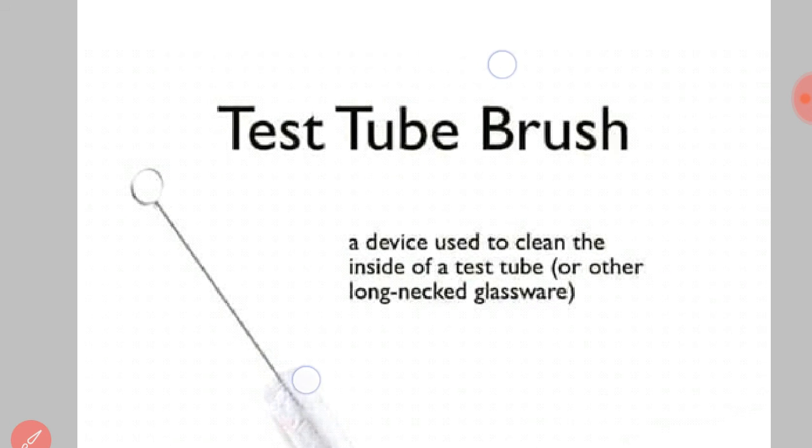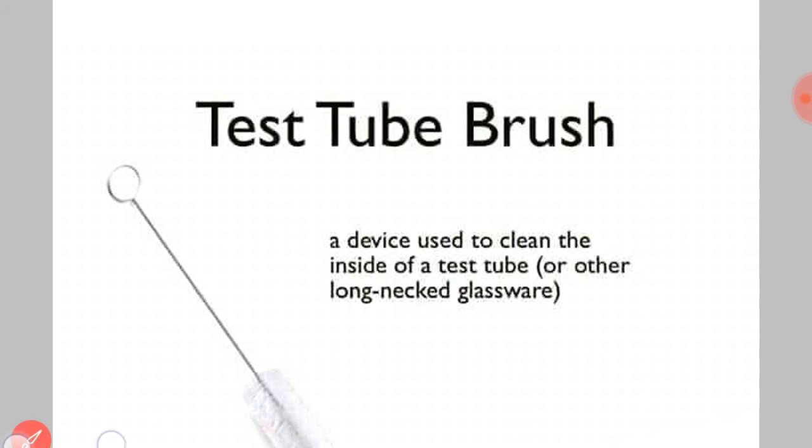Going to the next, the test tube brush. The next apparatus is the test tube brush. It is a device used to clean the inside of a test tube or long-neck glassware. Basically, for a test tube or long-neck glassware, it is not easy to clean the inside part, so we use a test tube brush.